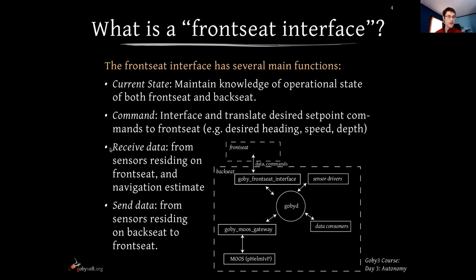Then the other two pieces of the interface are to send and receive data, which is sort of generic, but this could be sensors residing on the front seat that the payload needs to know about, or the navigation solution. Much of the time, the front seat is running some sort of navigation estimation, which the payload definitely wants to know, where the vehicle thinks it is. And the other would be to send data to the front seat for any sensors that reside on the payload that the front seat needs either to carry out its computations or to log, or whatever. So this can be a little bit vehicle specific.